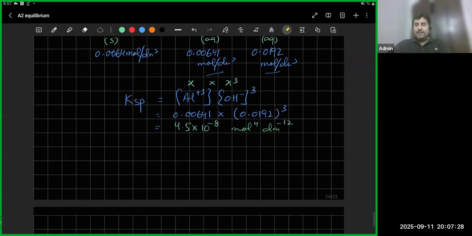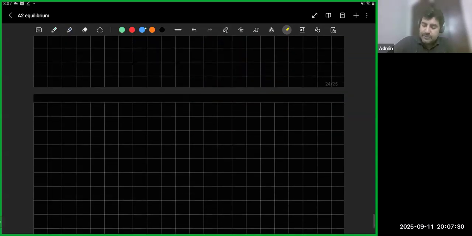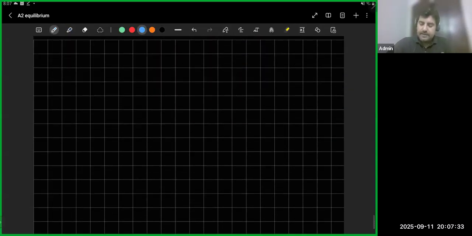Now the next thing is the reverse. I told you that there's going to be another question which is exactly the reverse of this. For example, it tells us the KSP for, let me Google this so I get the exact value, calcium phosphate, let's say. The KSP is 2.07 times 10 power minus 33. That's a very small value.